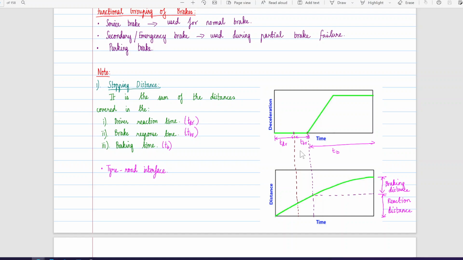For example, in air brake systems, the air has to travel from the reservoir, which is used in heavy vehicles like trucks and buses. The air has to travel from the reservoir to the brake chamber, right? So that transport of air from point A to point B during braking takes some time. Similarly, even the hydraulic system would take some reaction time.